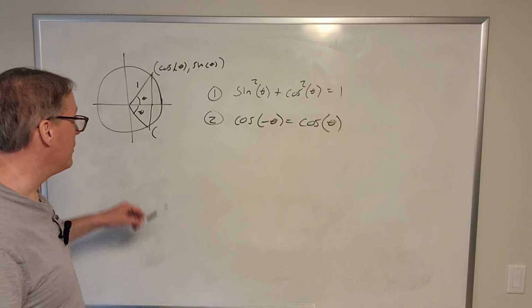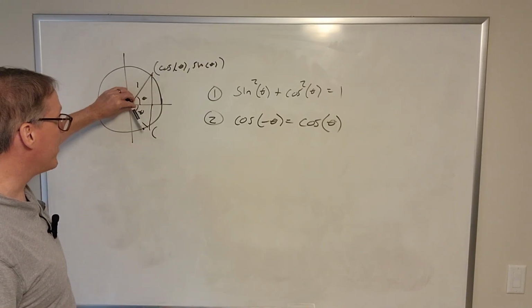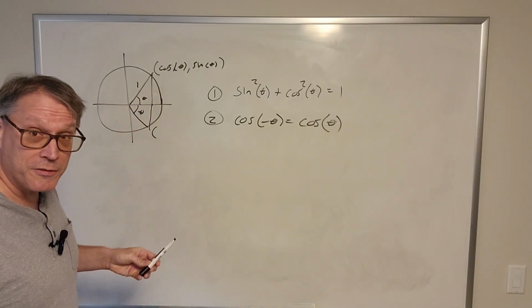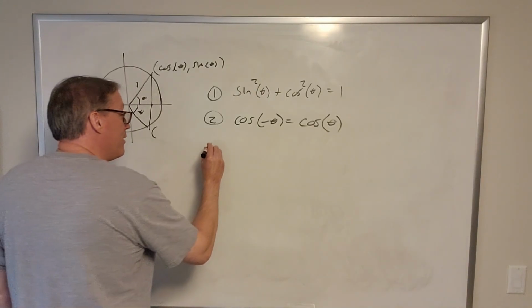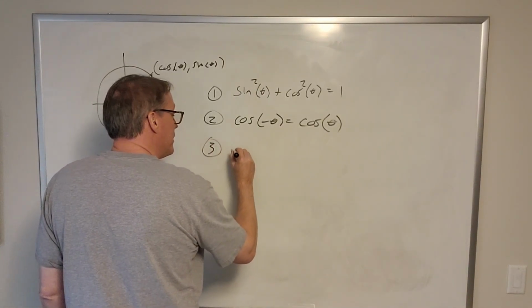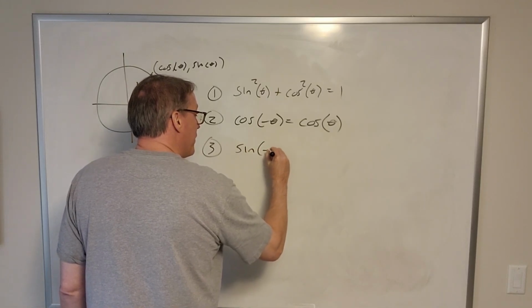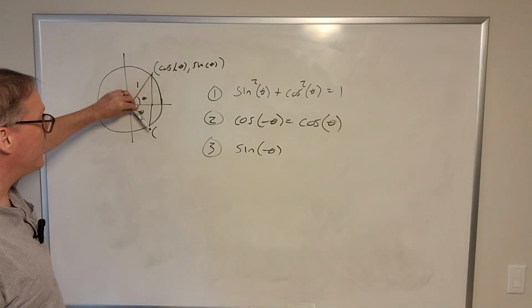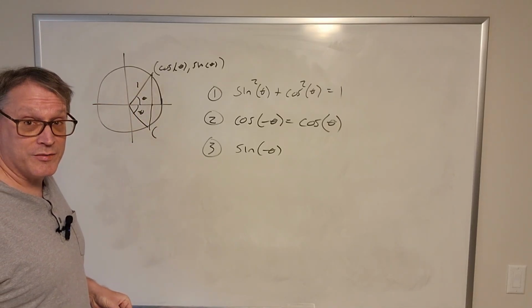They're the same thing. Doesn't matter if you go up 45 degrees or down 45 degrees, the x-coordinate's still the same. Now the y-coordinate's different, which is why the third one is the sine of negative theta. How do you think that relates? If this goes up that high, what's down here? It's just the negative of it.